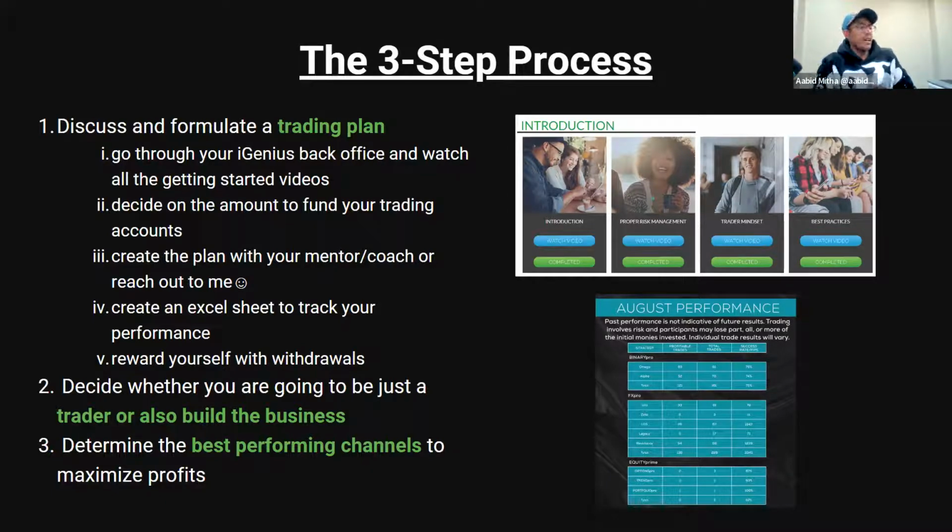Once you've done that and you're already part of our platform and you're like, okay, I'm ready to get started, or I've already started but I really don't have a format to follow, a step-by-step process, the first thing you've got to do is decide the amount of money you're willing to invest in your different trading accounts.